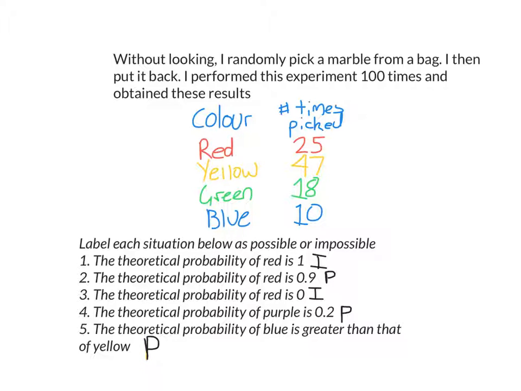Again, all we know about the probabilities of blue and yellow, they can't have had a theoretical probability of 0, they can't have had a theoretical probability of 1. Other than that, we can't say anything about them. We don't know which actually was more likely to be picked, we just know which was picked more often.